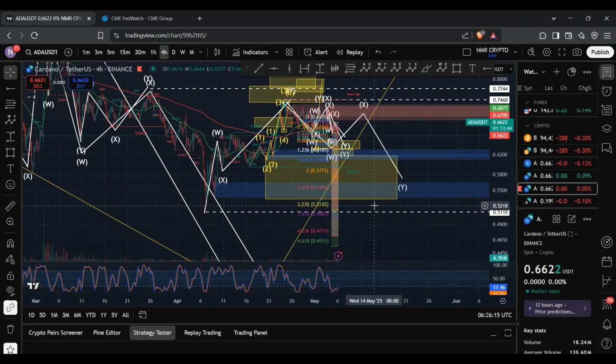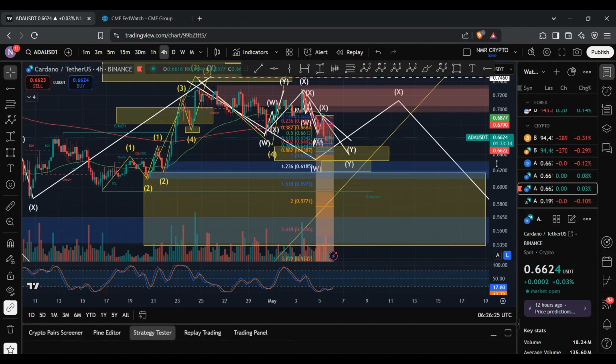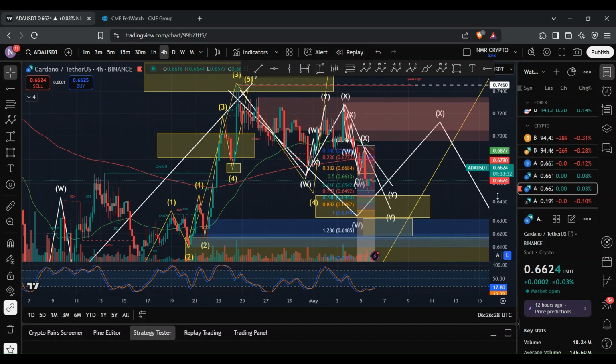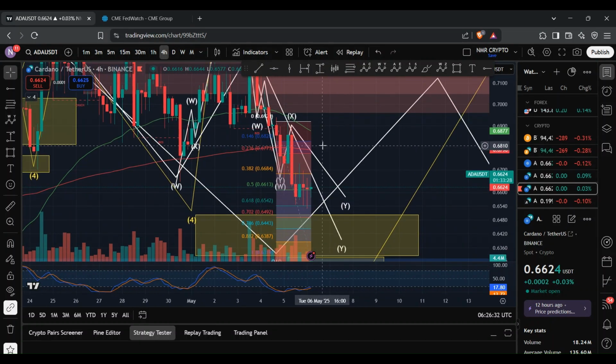And now, of course, the stochastic RSI is only an indication of the momentum as opposed to a reflection of the price action. And you can also see that the 50 EMA is on the brink of crossing the 200 EMA, which is also known as a death cross. And should that be the case, then that would further confirm that we are on a bearish trend.